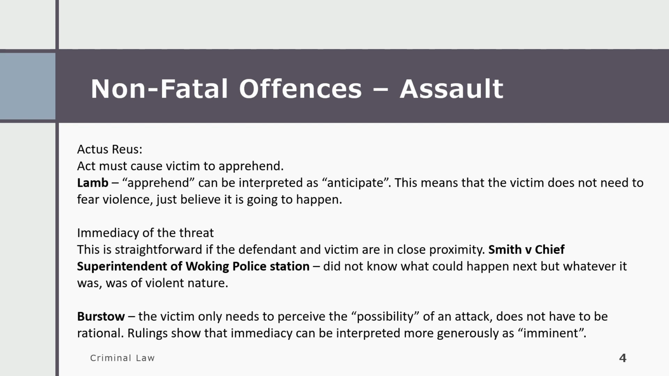So the immediacy of the threat is the next element. It's relatively straightforward if the defendant and the victim are in close proximity. Smith v Chief Superintendent of Woking Police Station. This case essentially said that the police officer did not know what could happen next, but whatever it was, it was of a violent nature. So you don't have to know specifically what is going to happen, like they're going to throw a punch or push you, but you just have to know it's going to be of a violent nature.